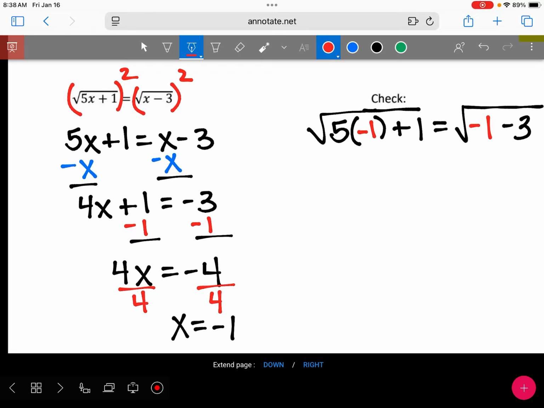All right, so now let's check it. Let's see if this is true. Pick up your calculators, type that in, and then type this in. They have to be the same number. So did you get negative 4 for both? Yes, no? Yes, no. Okay, so that means that this is your answer.